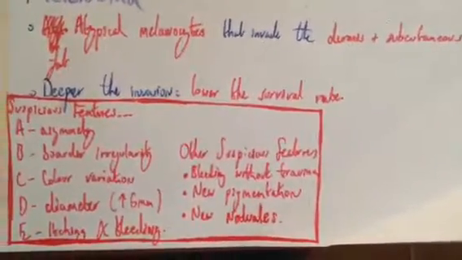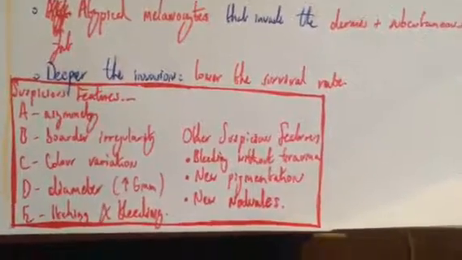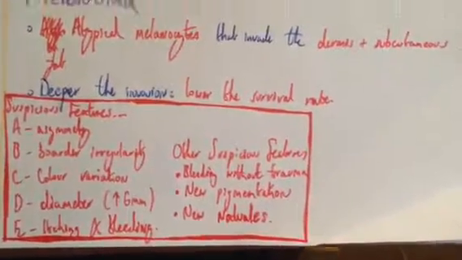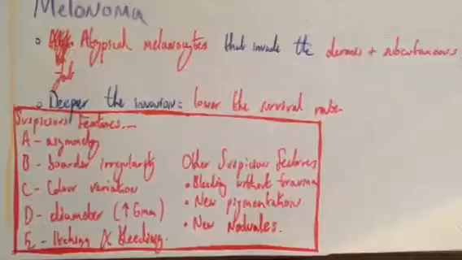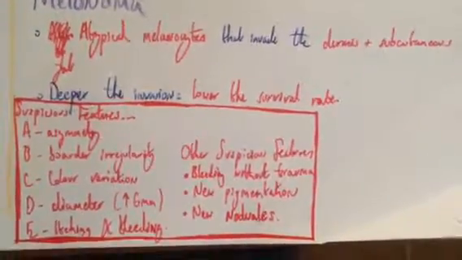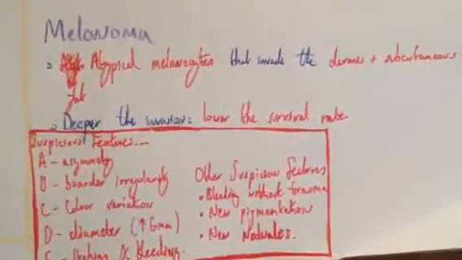Other suspicious features include bleeding without trauma, or even bleeding without itching, new pigmentation, and new nodules.